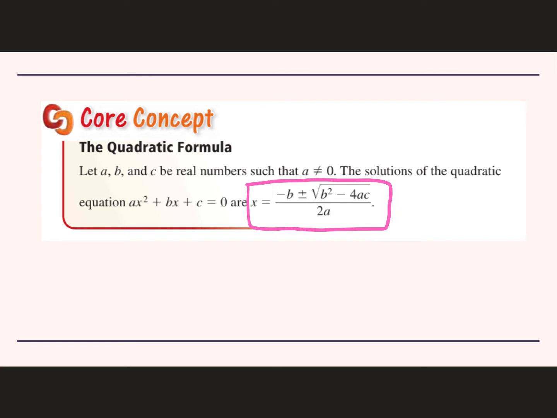So that is x is equal to negative b plus or minus the square root of b squared minus 4ac over 2a. And a, b, and c come from the coefficients in front of the x squared, the x, and the constants. And then before we find our a, b, and c, it always has to be equal to 0 before we start.